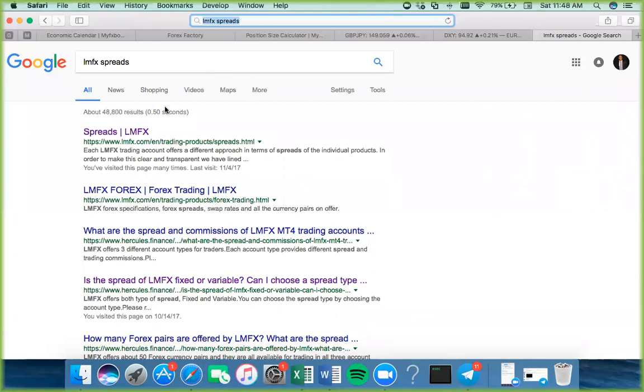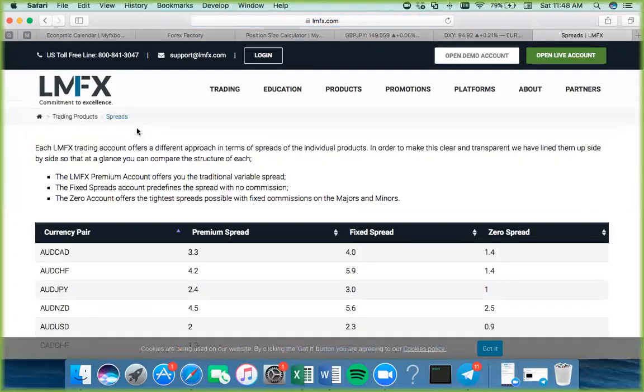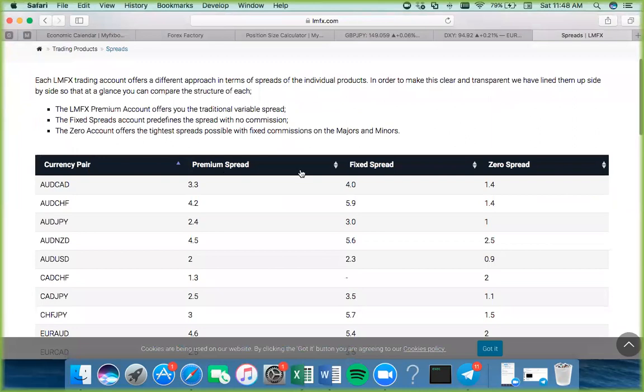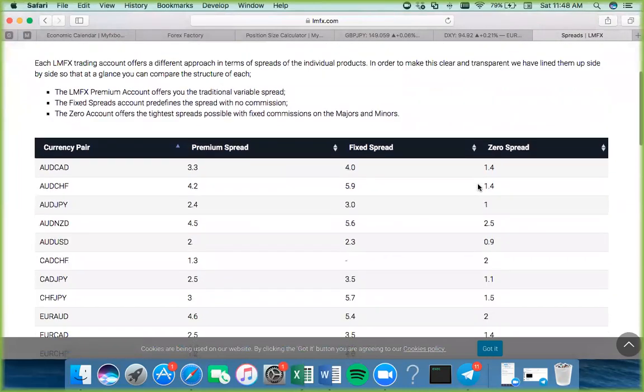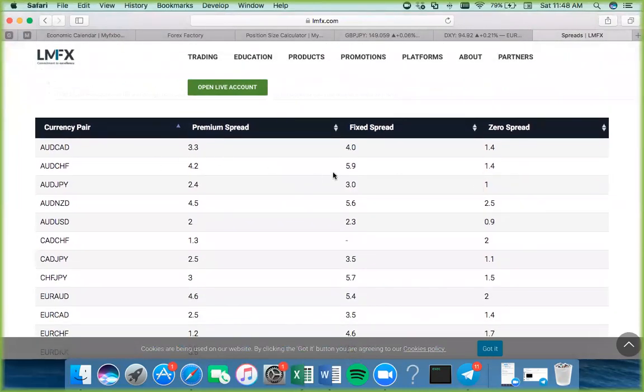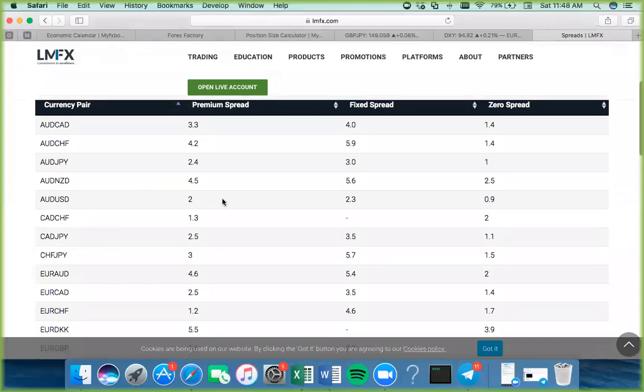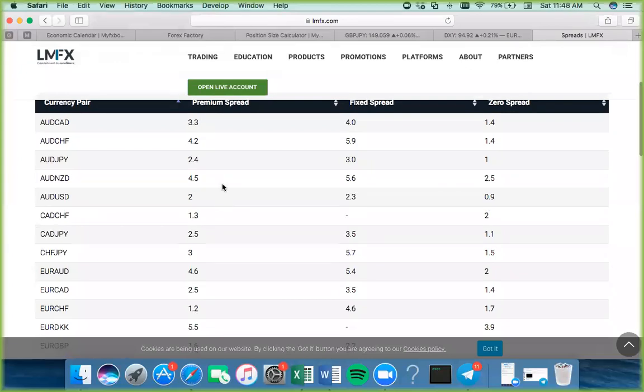So spreads are essentially how much you have to pay your broker to get into a trade, all right? Because remember, brokers are nothing more than transaction facilitators, to facilitate us getting into a transaction. And that process is not free, okay? So for all the pairs, they have 3 different accounts: premium, fixed, and zero. Every account has different spreads, okay? I use a premium account, so I'm just going to stay in this column right here.